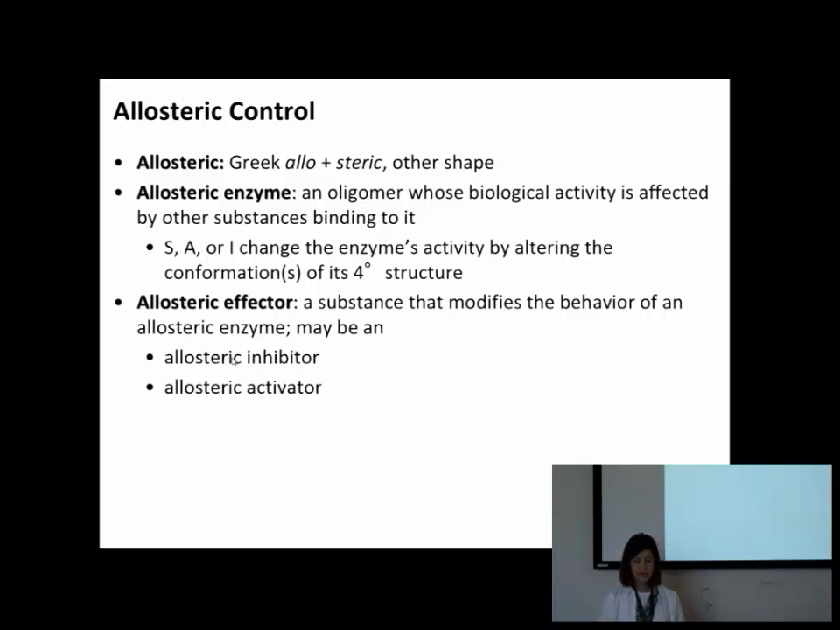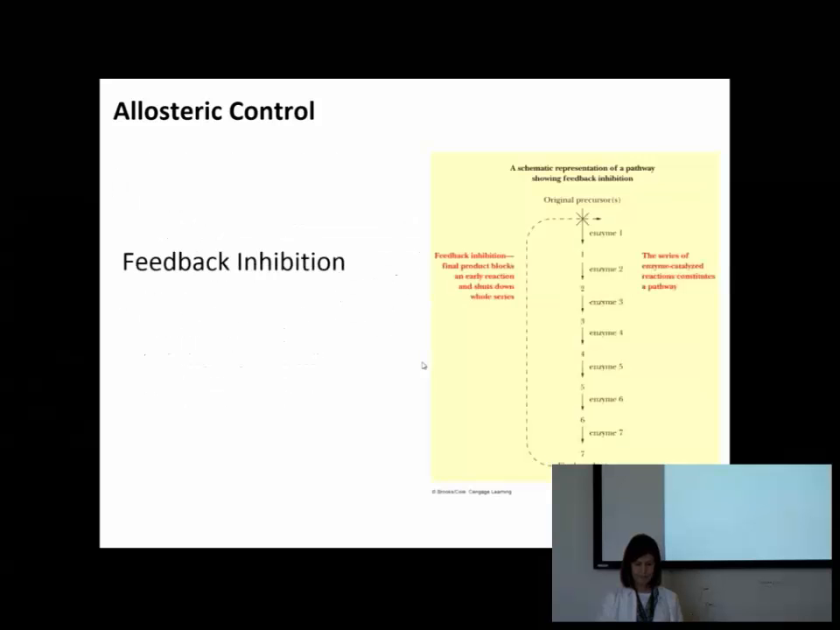Oftentimes, you'll see an inhibitor be a downstream product. So what I'm showing here is a pathway. A pathway is just a series of reactions, each catalyzed by an enzyme. Some enzymes are under control. Some enzymes aren't. They're just driven, whether they go forward or not, by Le Chatelier's principle. You guys remember Le Chatelier's principle? Does anybody need me to remind them what Le Chatelier's is?